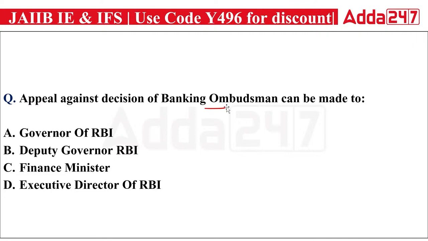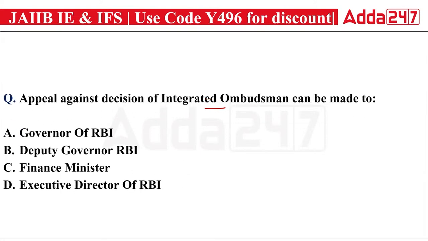Here, the banking ombudsman has been changed into the integrated ombudsman, so I will write it here: integrated ombudsman. Appeal against decision of integrated ombudsman can be made to whom? Governor of RBI, Deputy Governor RBI, Finance Minister, Executive Director of RBI. So to whom can this appeal be made?